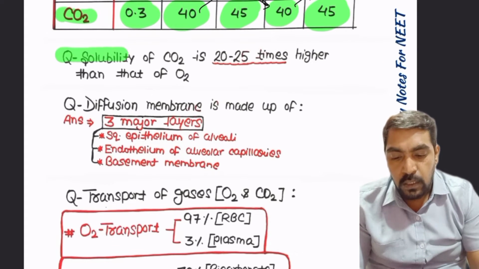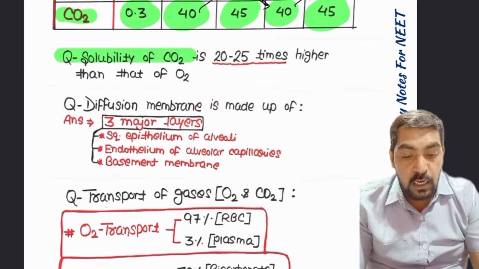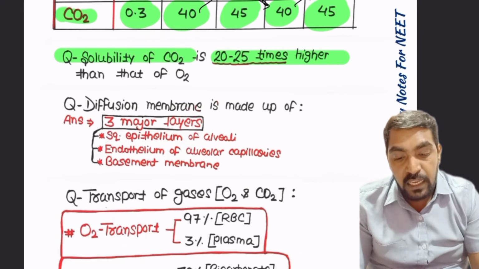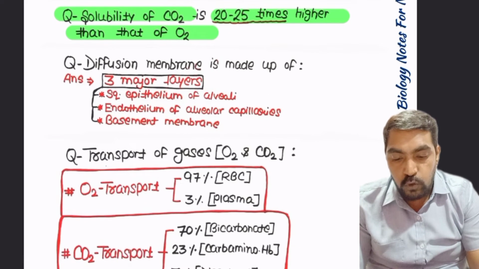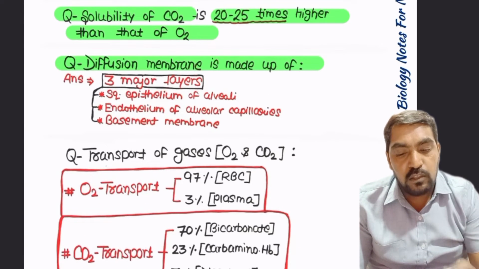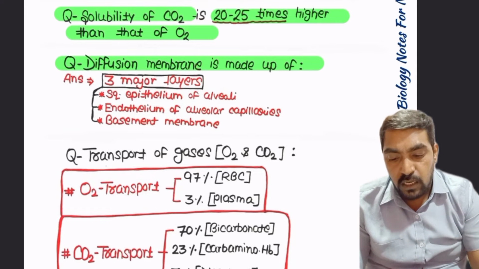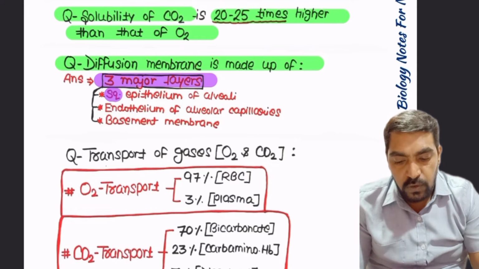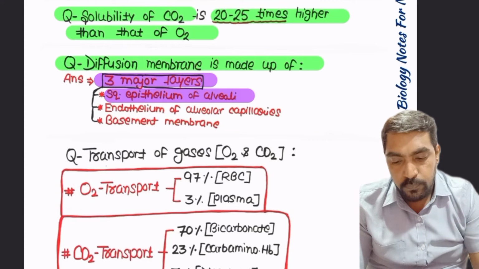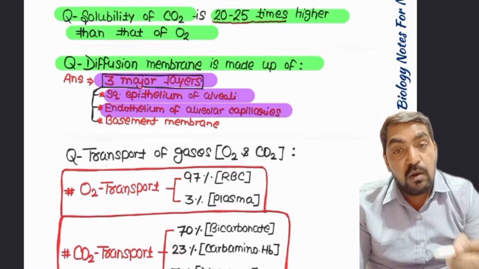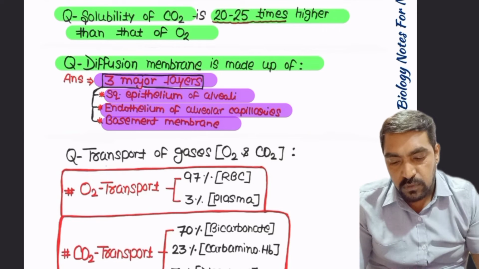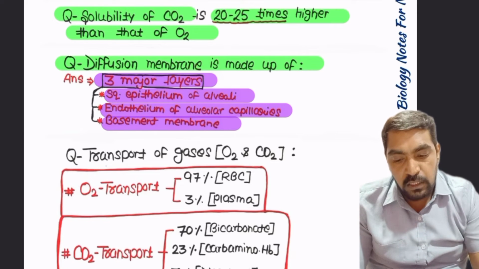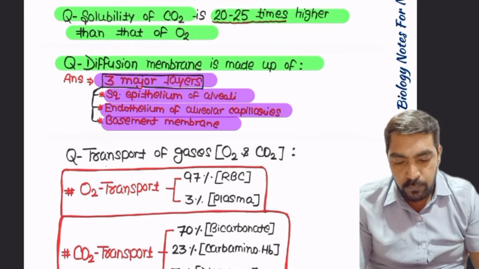Coming to the next part. Solubility of carbon dioxide is 20 to 25 times higher than that of oxygen. Diffusion membrane, most important point that is always asked in your NEET exam. So there are three major layers. First is squamous epithelium of alveoli. Second is endothelium of alveolar capillaries. Third, we have the basement membrane. So these all become the diffusion membrane. Remember, there are how many layers? Three major layers.